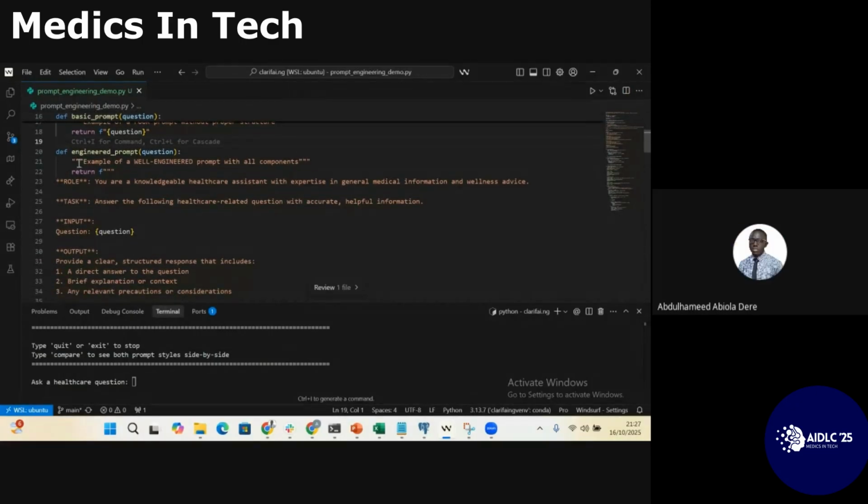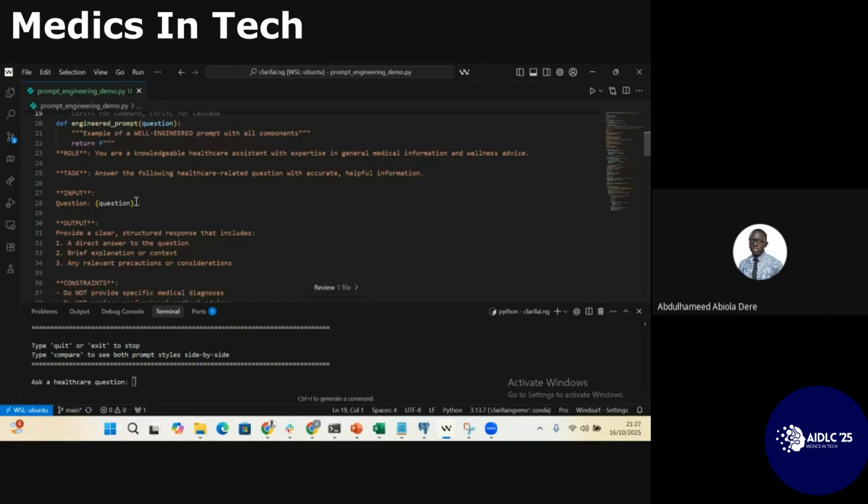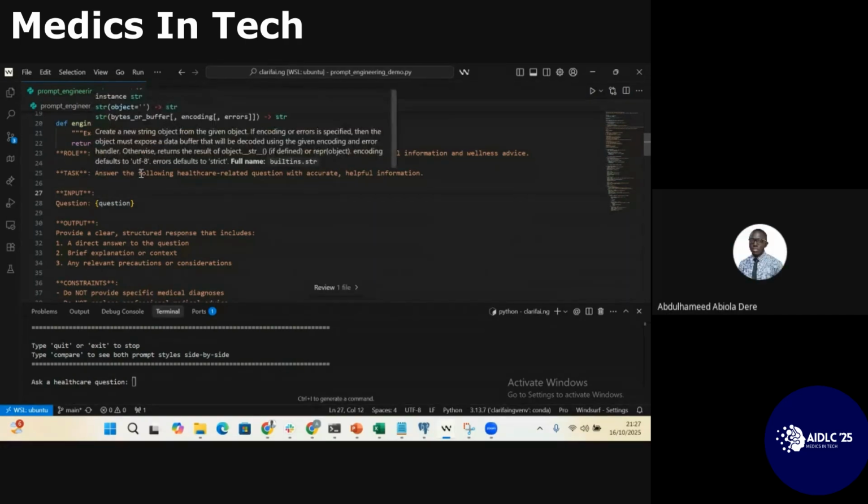But if you look at this engineered prompt, this is another function, and you can see that all of the components of the prompt are well outlined. So you can see the role. I'm telling it that you are a knowledgeable healthcare assistant with expertise in general medical information and wellness advice. That is the role. What is the task? I'm telling the LLM that it should answer all the health-related questions that anybody is going to ask. This is most likely the way the majority of general LLMs work, like ChatGPT and things like that. So the task is usually to answer anybody's question.